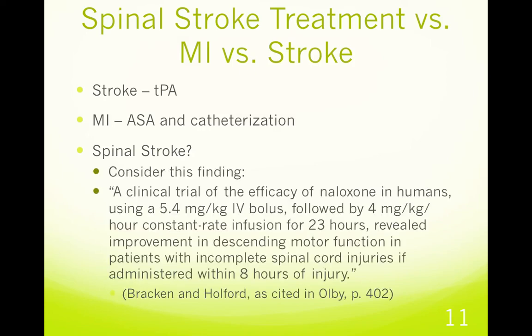Consider this finding, though. A clinical trial of the efficacy of naloxone in humans using a 5.4 milligram per kilogram IV bolus, followed by 4 milligrams per kilogram per hour constant rate infusion for 23 hours, revealed improvement in descending motor function in patients with incomplete spinal cord injuries if administered within 8 hours of the injury. So that's just maybe something to think about when you answer that question.